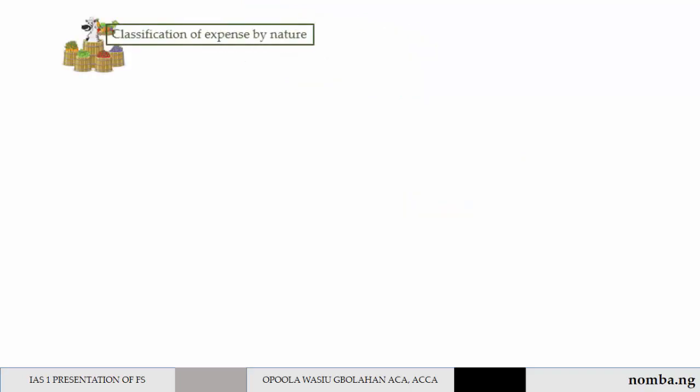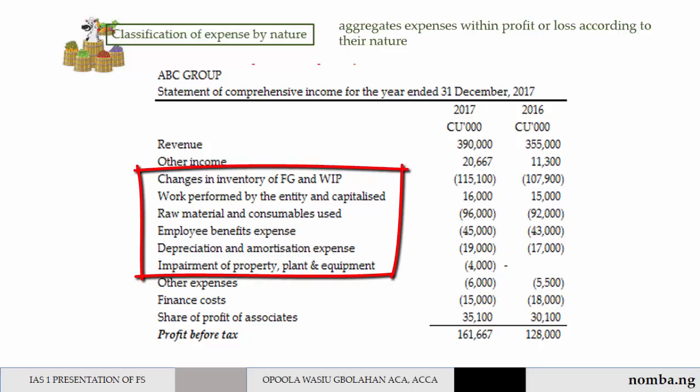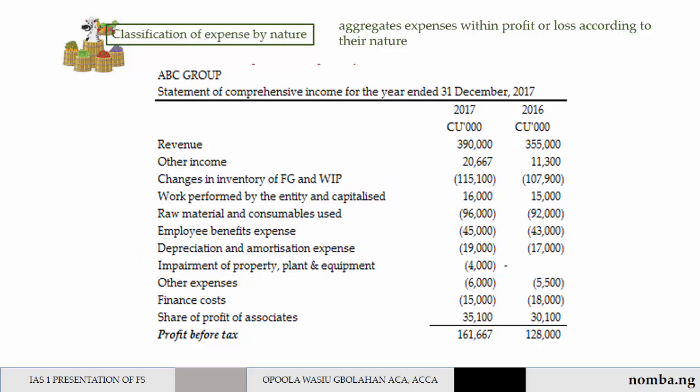Using the classification of expense by nature, an entity aggregates expenses within profit or loss according to their nature. An example of a classification using the nature of expense method is as follows. You will see that expenses are classified based on the nature of items. Here, the first expense we have is changes in inventory of finished goods and work in progress. This is basically the cost of purchase of finished goods and work in progress.